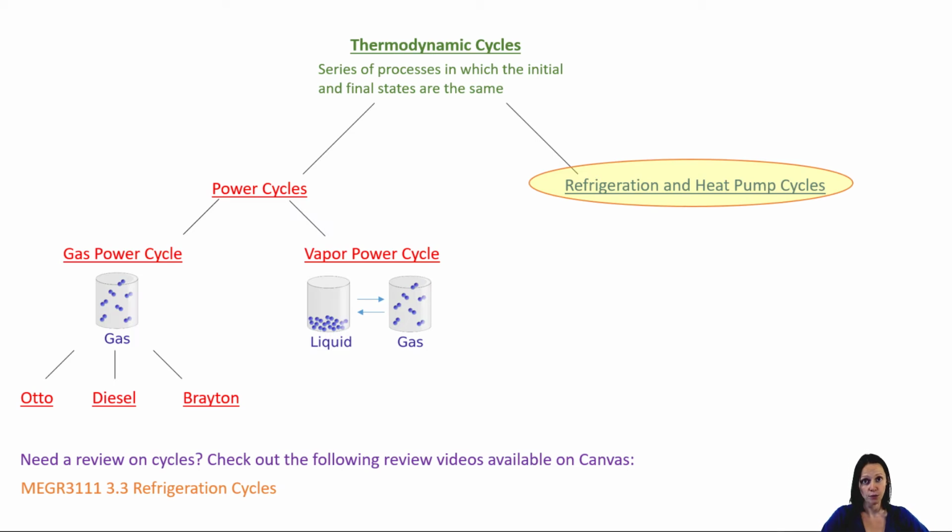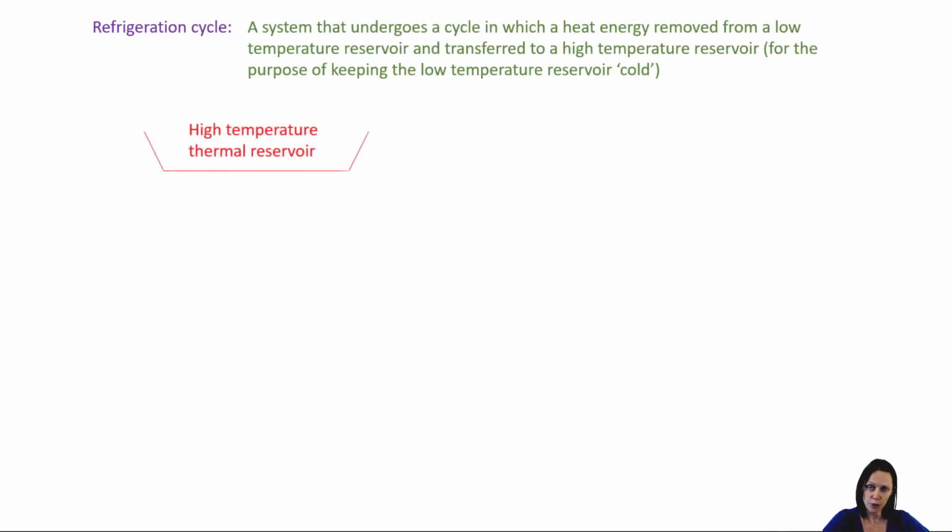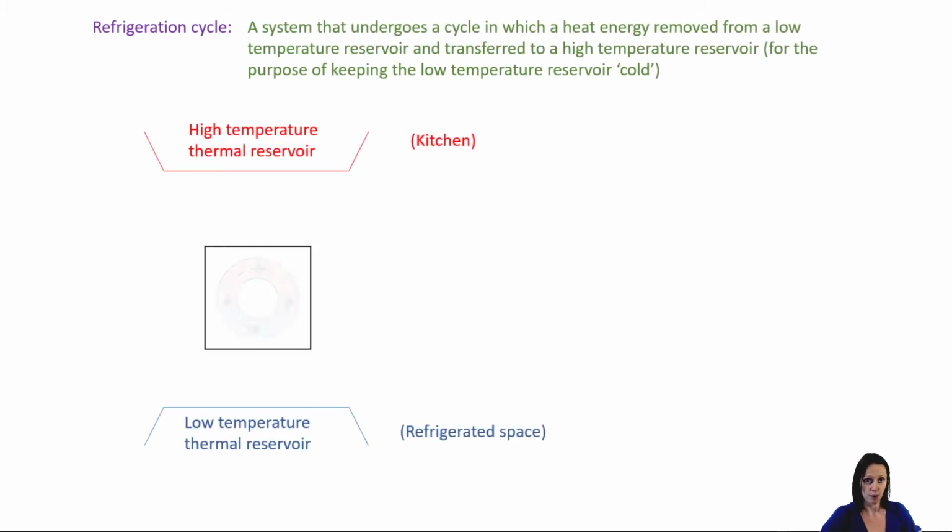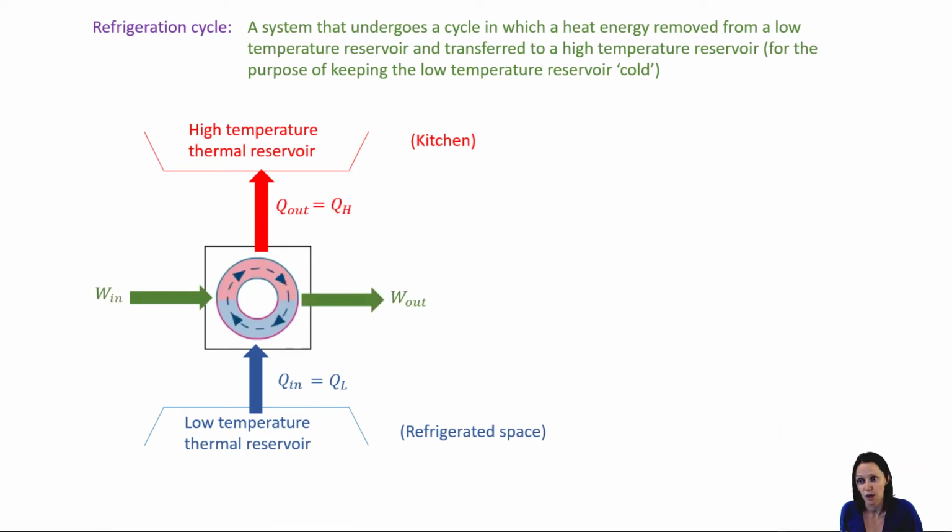If you need a more in-depth review on refrigeration and heat pump cycles, there is a review video in the Thermal 1 review videos. But we're going to go through a really quick review right now. A refrigeration cycle is a cycle that pulls heat out of a low temperature reservoir and dumps it into a high temperature reservoir. The low temperature reservoir is your refrigerated space.